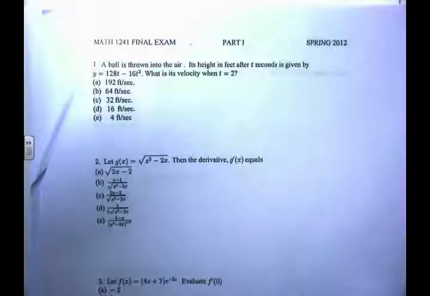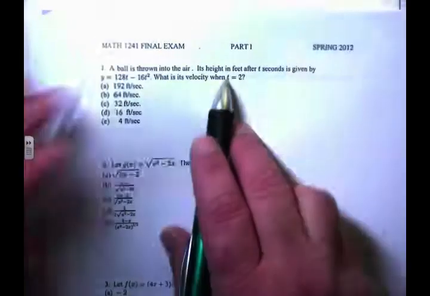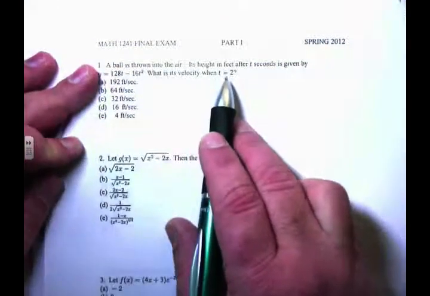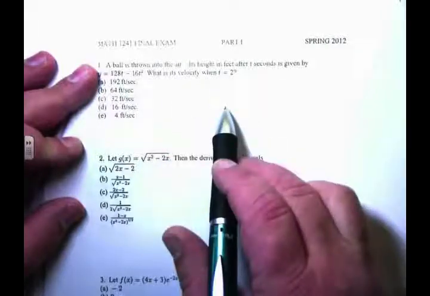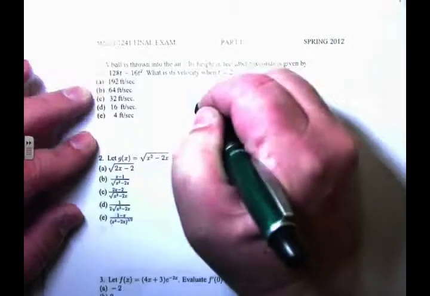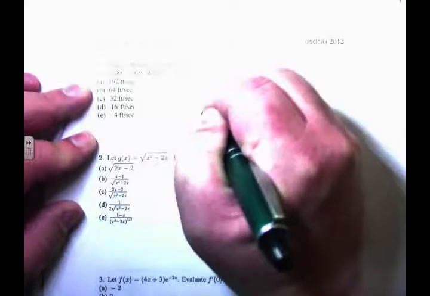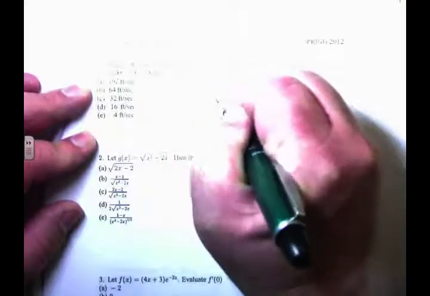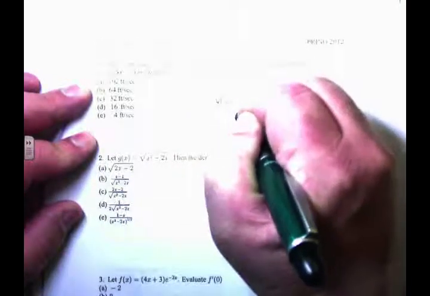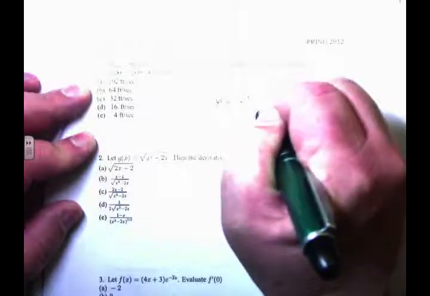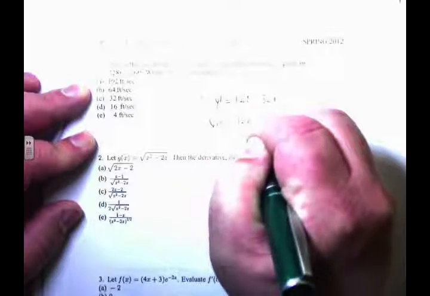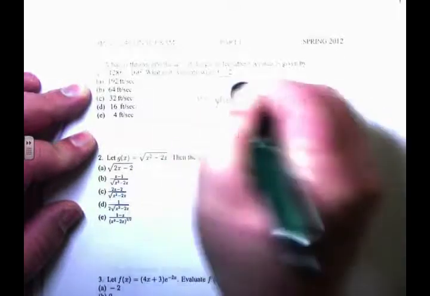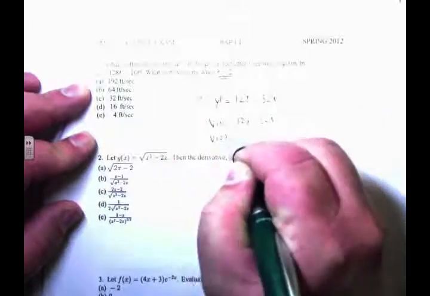A ball is thrown into the air. Its height in feet after t seconds is given by this equation. What is the velocity at time equals 2? Again, don't need a calculator for this. This is testing your knowledge. How do I get velocity out of a distance problem? Take the derivative. Welcome to Calc 1. Take the derivative. Velocity is the derivative of y, which would be equal to 128 minus 32t. So there's my velocity equation, which is the derivative. What are they asking me to do? Find the velocity at time equals 2.